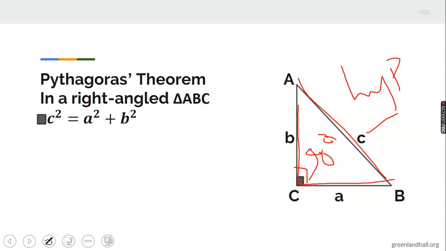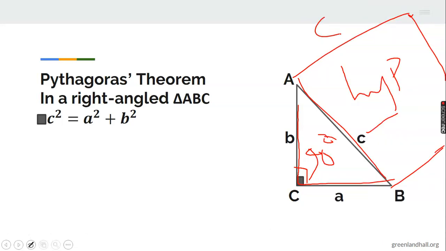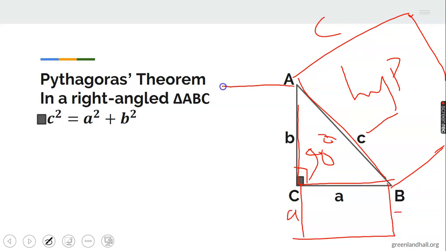Say the area on this hypotenuse, the area here is C by C, that's C square. C square is equal to the square on this side, which is A square, plus the area on this other side, which will be B square. So this is the theorem. The hypotenuse square is equal to the square of this side plus the square of the other side.